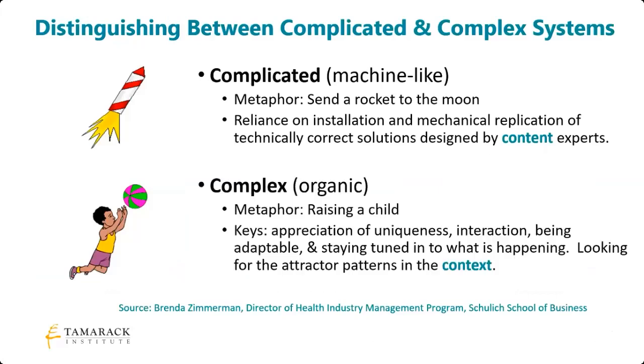For us, the distinction with complicated is really thinking in terms of a machine. So the metaphor is like sending the rocket to the moon or the clock, where you can find a technical solution and you really lean in on the content experts to help you figure it out. Whereas the complex problem is one that resonates more in an organic kind of mindset: raising a child, a forest, like the cyclical regeneration of a forest. Those are really good metaphors for the nature of a dynamic issue.